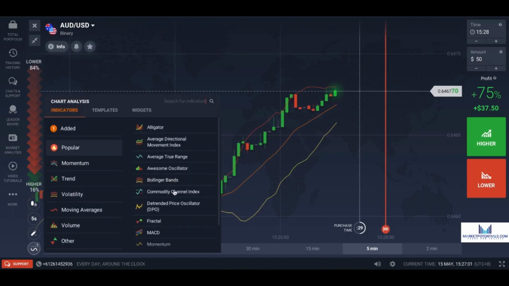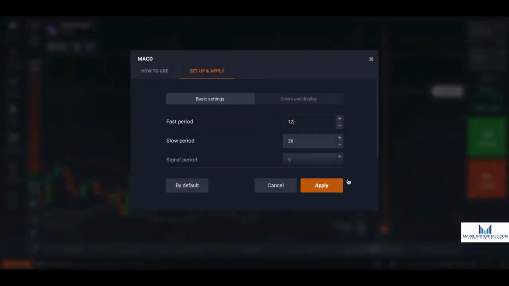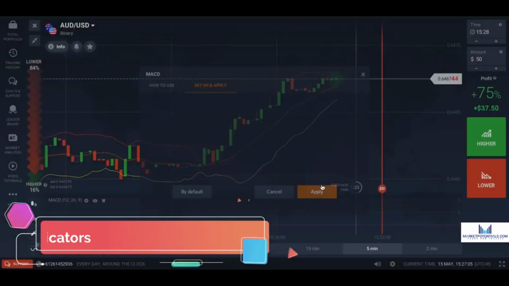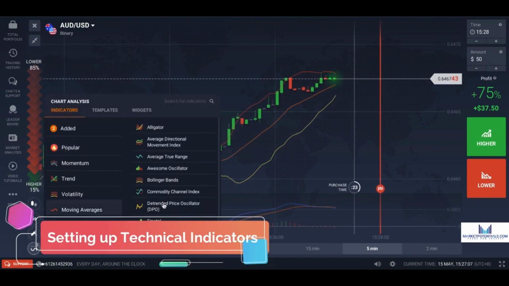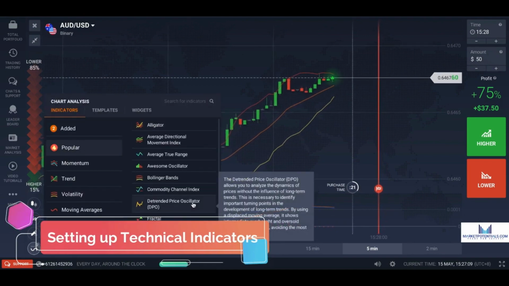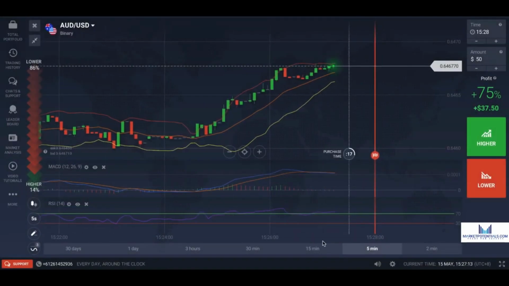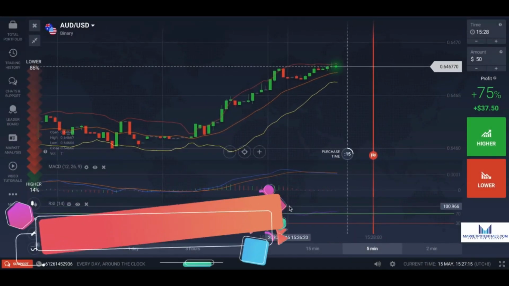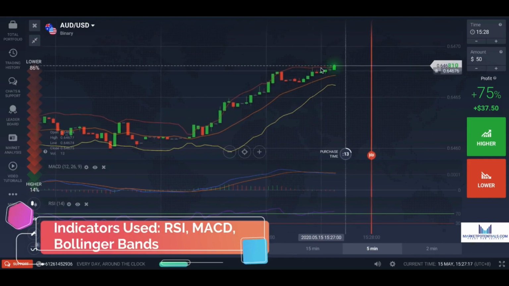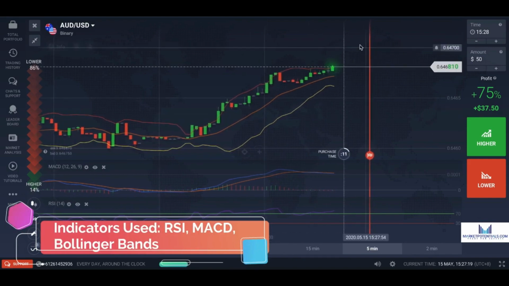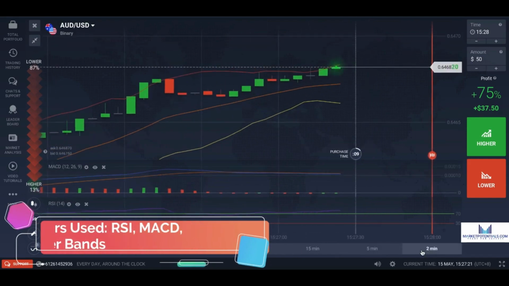So here we go. Let's punch in the indicators. I'll talk to you guys about it in a bit. Just want to set it up in case an opportunity comes. So I've got the RSI, relative strength indicator, the MACD, and I have got my Bollinger Bands, the traditional ones up there.